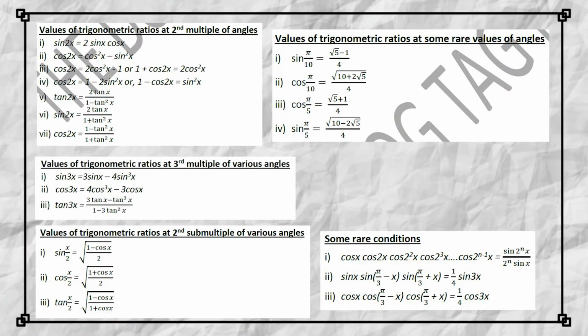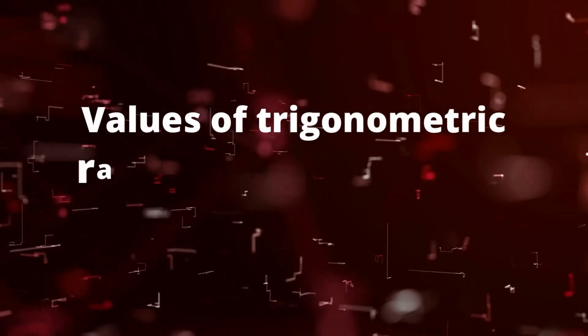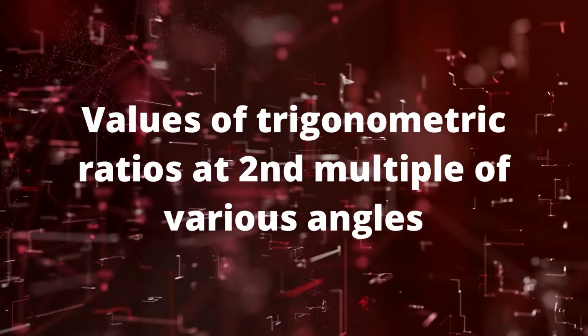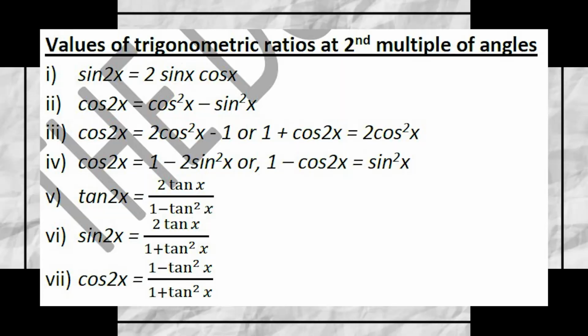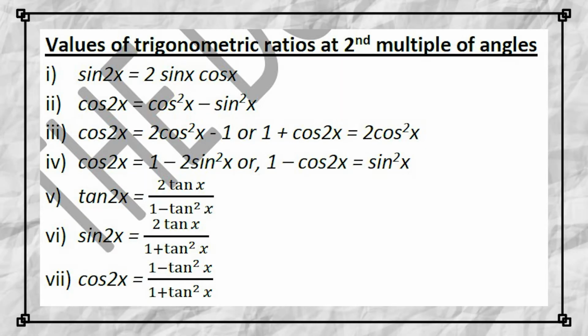Now let's see what will be the values of trigonometric ratios at multiples and submultiples of various angles. First of all, we will see the values of trigonometric ratios at the angles which are multiples of 2. So our first value is sine of 2x. Sine of 2x is equal to 2 sine x into cos x.